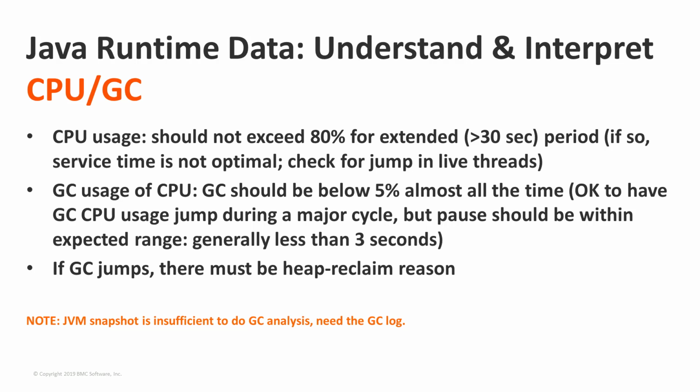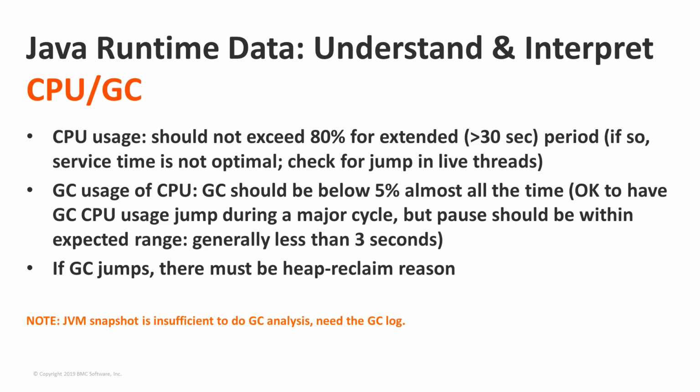Okay. Second, what about GC usage? How much is too much? And how much is appropriate? Well, this actually has a very straightforward answer. Your GC should be below 5% almost all of the time. It is okay to have a GC jump during a major cycle.